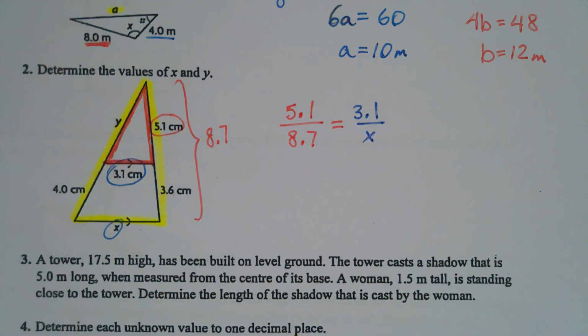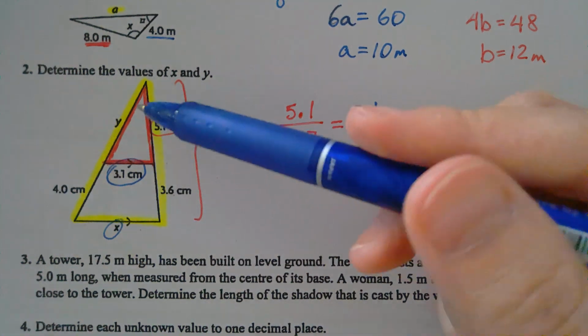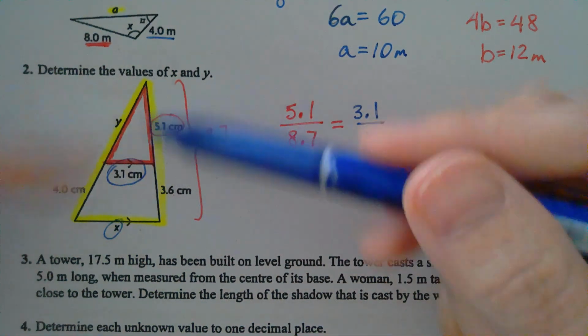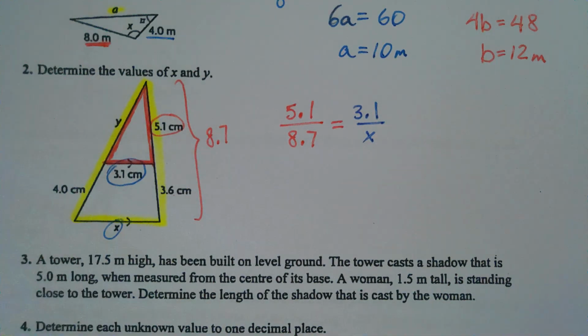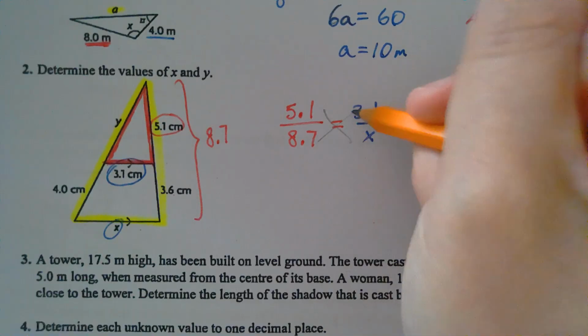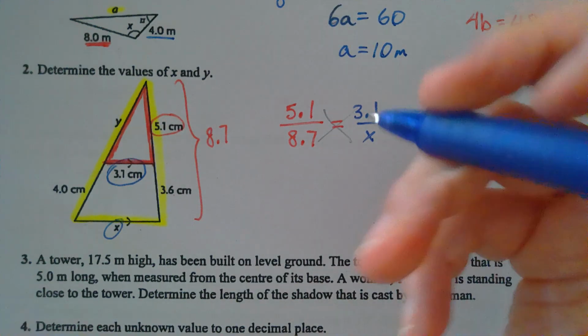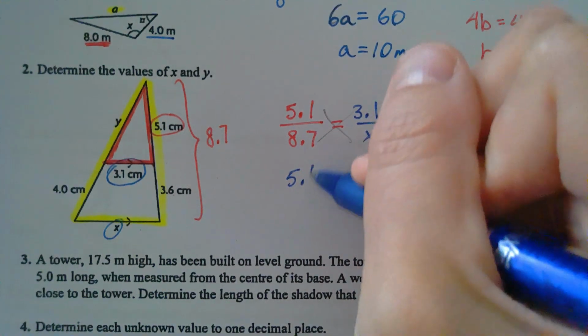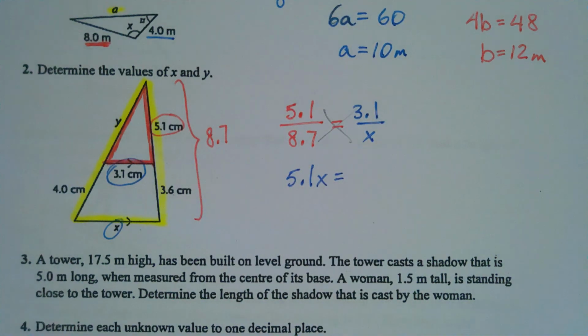What's the difference between all of the things? So I'm comparing the red triangle with the yellow triangle here. All right. Cross multiply and divide. So 5.1x equals 8.7 times 3.1.